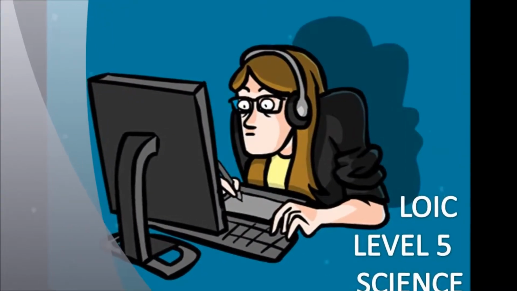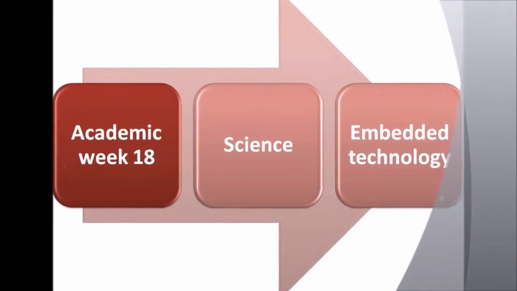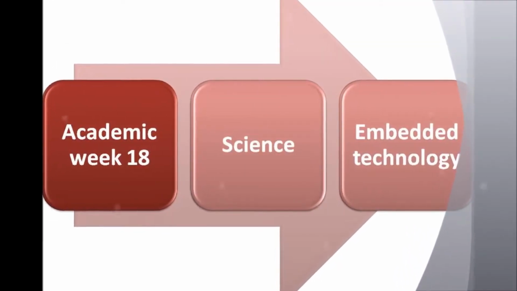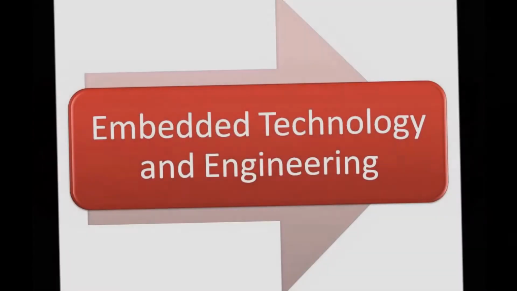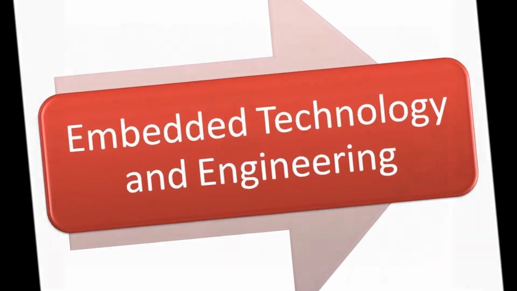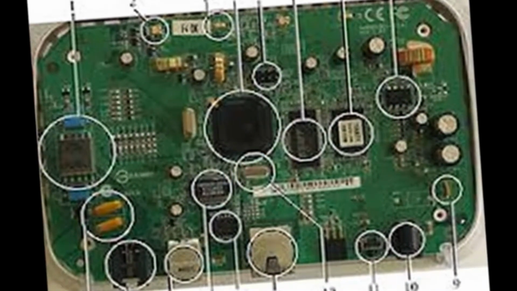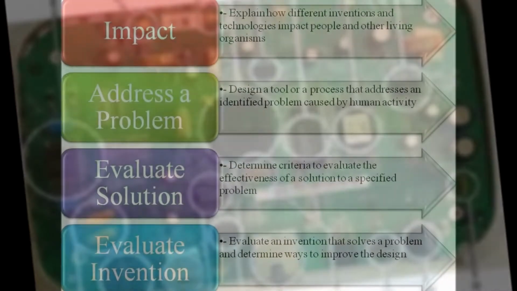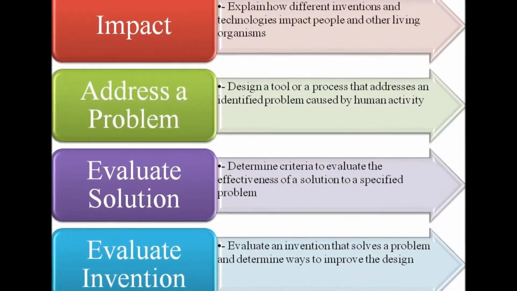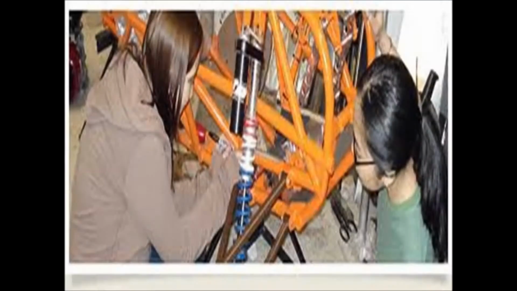Level 5 Science. Academic Week 18: Science, Embedded Technology. Let us understand embedded technology and engineering. What does the technology have on us? The impact. Let us explain how different inventions and technologies impact people and other living organisms.